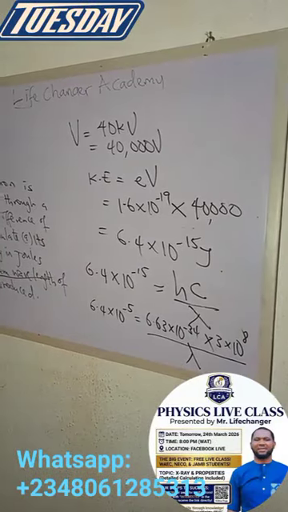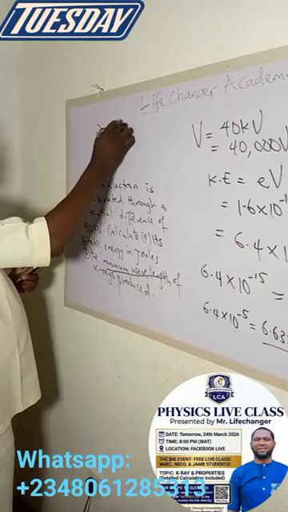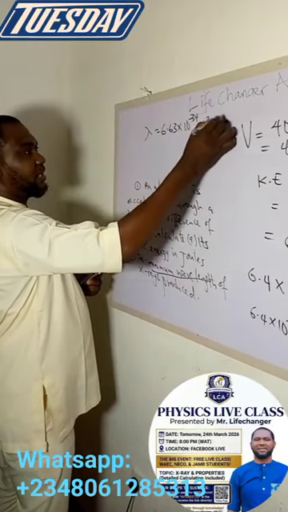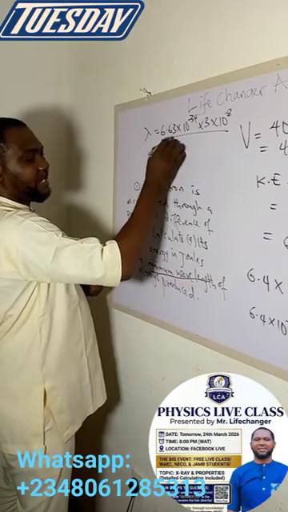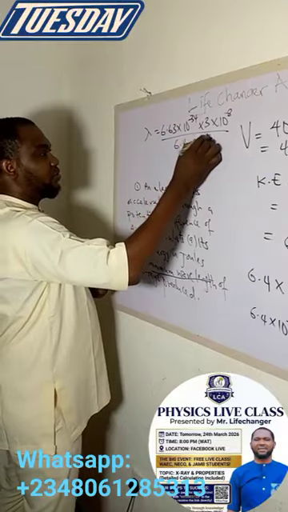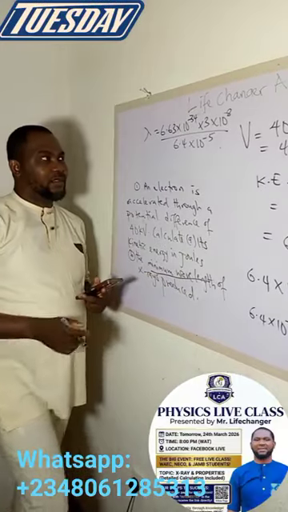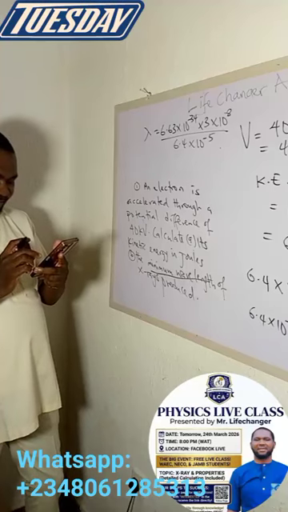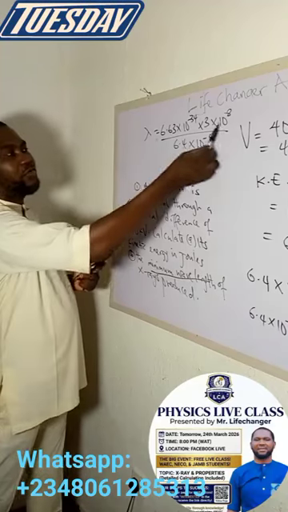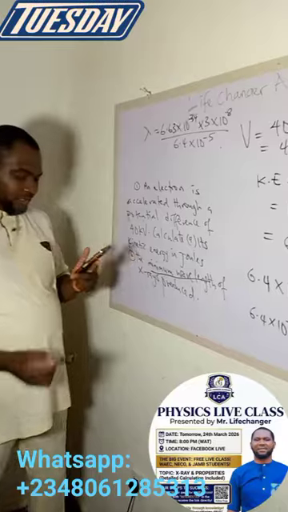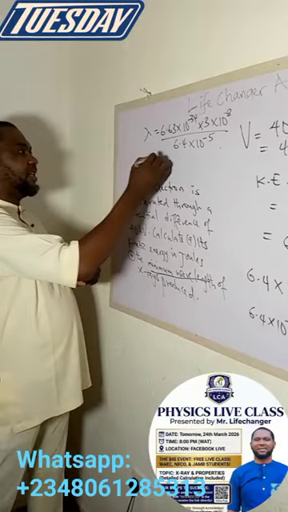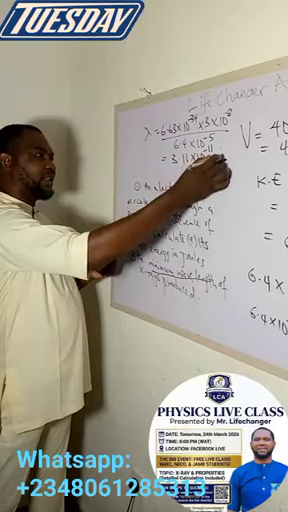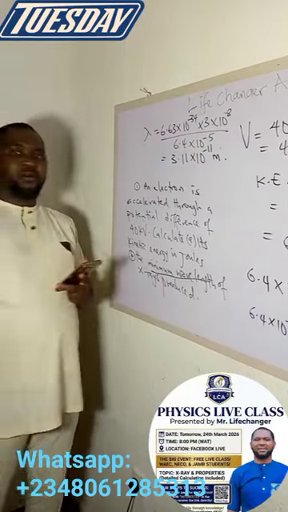We can say that wavelength is equal to 6.63 times 10 to the power negative 34 times 3 times 10 raised to the power 8 divided by 6.4 times 10 to the power minus 5. So here you can now use your calculator. You can multiply the numerator and divide by the denominator. And the answer is 3.11 times 10 raised to the power minus 11 meters. Meters is the unit for wavelength.